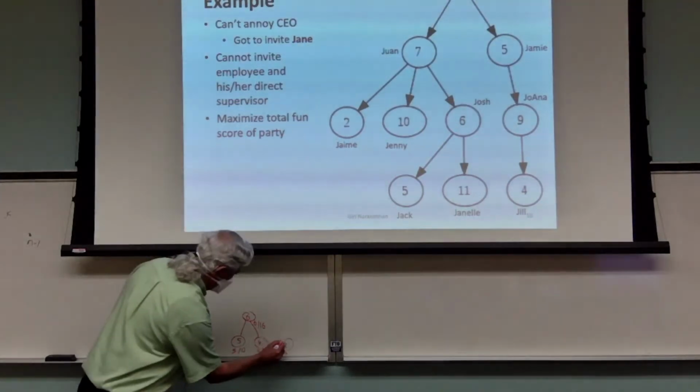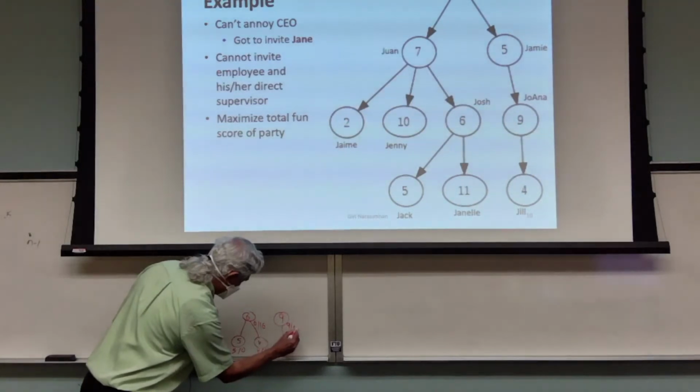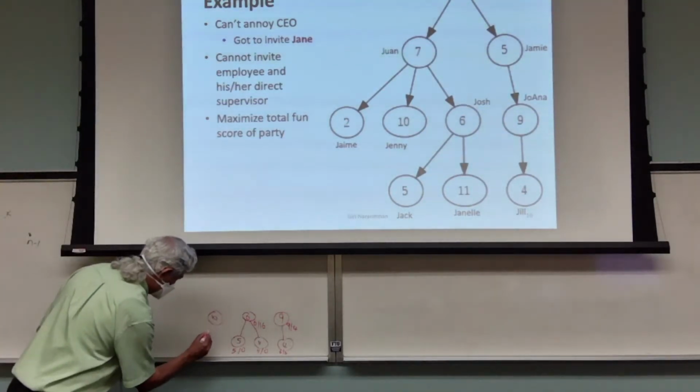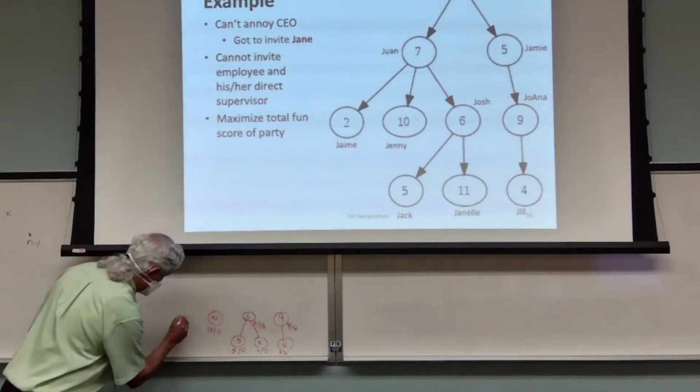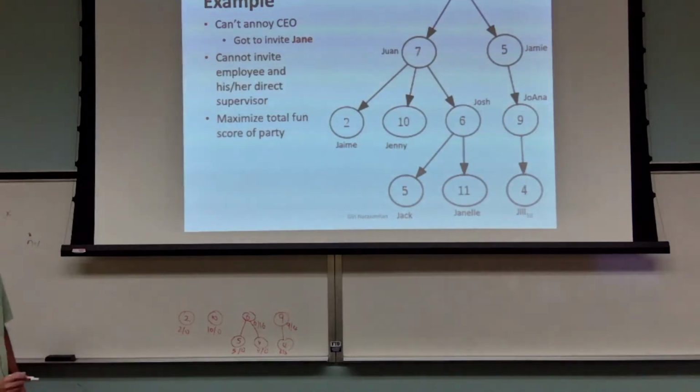So it's either going to be 6 or 5 plus 11, right? And what about this guy? 9 or 4. And then we have 2 and 10. So this is going to be 10 and 0. This is going to be 2 and 0. Are you with me so far?